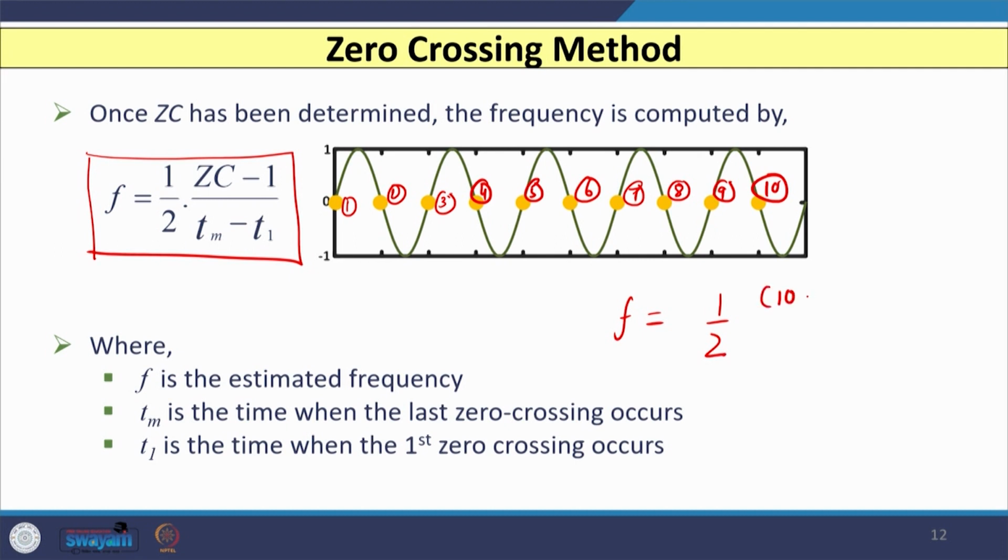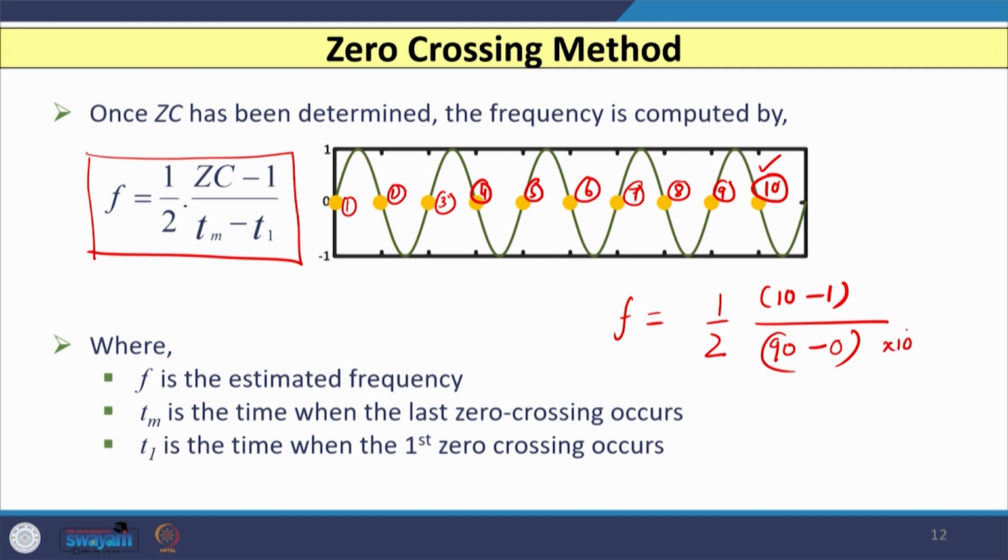So, it is 10 minus 1 divided by Tm, the time when the last zero crossing occurs, that is this time. So, it is 90 millisecond, minus T1, the time when the first zero crossing occurs. So, this is 0 millisecond, 10, 20, 30, 40, 50, 60, 70, 80 and 90. So, every half cycle you will have 10 millisecond. So, it is 90 minus the first one, that is 0, and this is in millisecond.